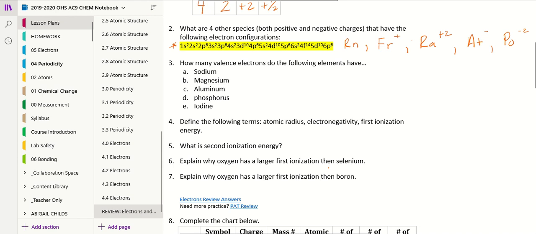Yeah. There's an endless amount of examples you can provide, but all you have to do is add and subtract electrons to get to specific electron configurations.